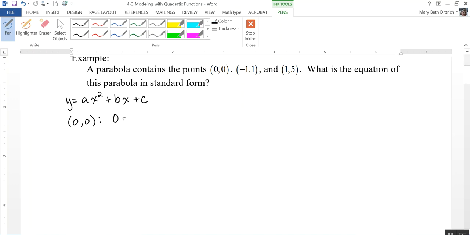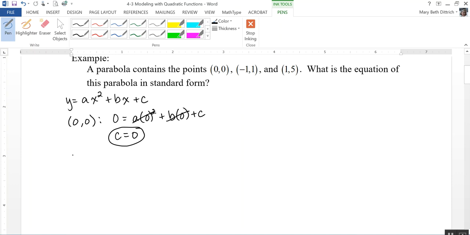So when y is 0, I have a times x, which is 0, squared, plus b times x, which is 0, plus c. This one's really nice because 0 squared is 0, times a is 0, so that goes away. B times 0 is 0, so that goes away. So that leaves me with c equals 0, which is really nice. So that's one of my 3 numbers I need to find.